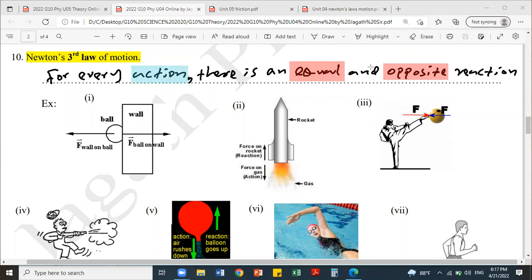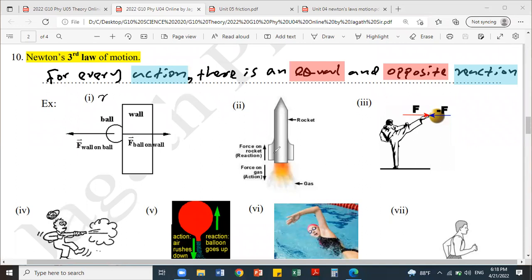For the action and the reaction, what are the two things here? Action and reaction. They are equal and opposite. Look at the first one. If you take rebounds in a ball on the wall or on the floor, that is one example you can write. When you release a rubber ball on the floor, it rebounds.